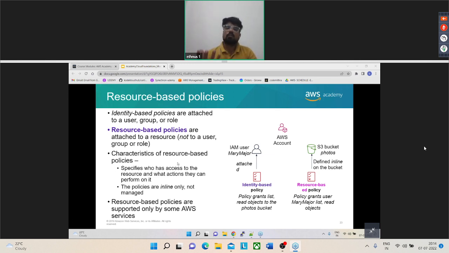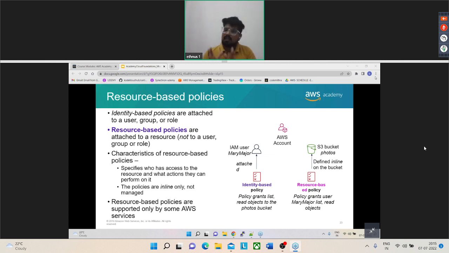The characteristics of resource-based policies are that they specify who has access to the resource and what actions can be performed on it. Let me take an example of an S3 bucket. I have created one S3 bucket where I have written one S3 bucket resource-based policy. Inside that, I have provided access for Ashwani and Nitin. Apart from that, nobody can access that particular bucket. So tomorrow, if Sonia wants to access that bucket, she cannot.